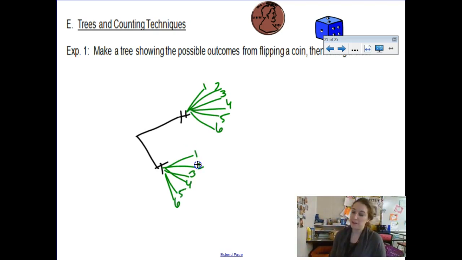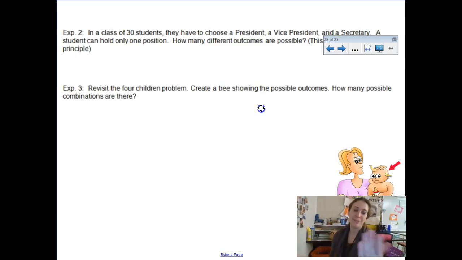And then you're supposed to follow the tree branches. So like one outcome is heads 1, heads 2, heads 3, heads 4. They're useful, just, I don't know, probably not as much for us as I would like. So let's talk about what's called the fundamental counting principle.